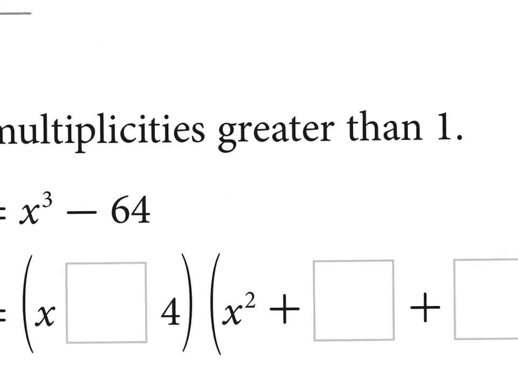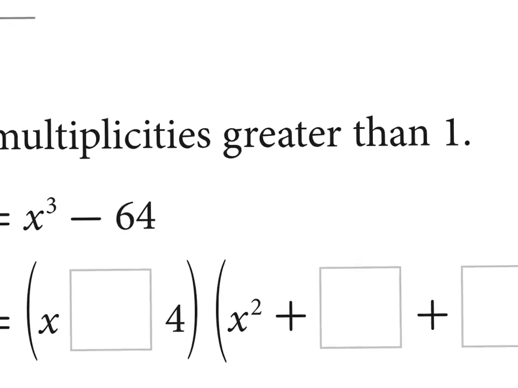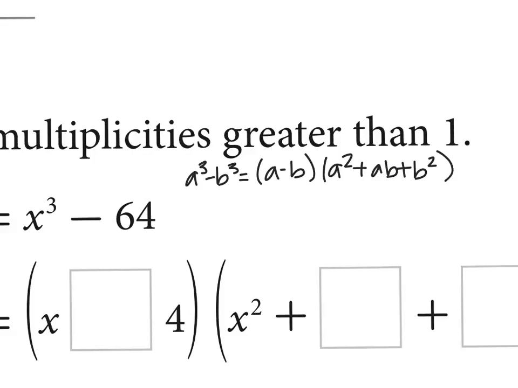So difference of cubes says that a cubed minus b cubed equals a minus b times a squared plus ab plus b squared. Same, opposite, always positive. This was from section 7.3 when we did factoring more in depth. All right.